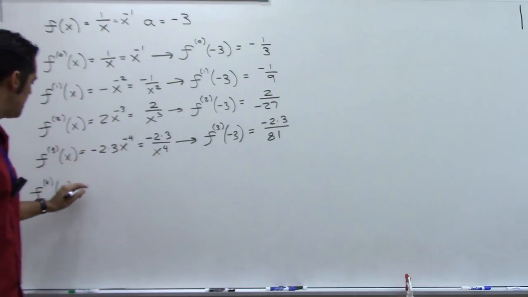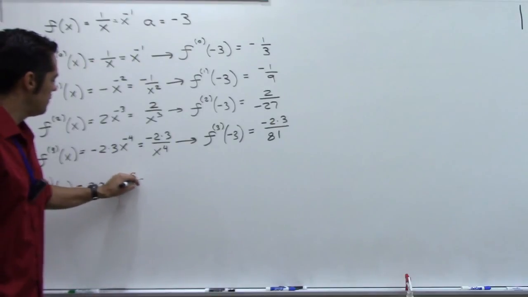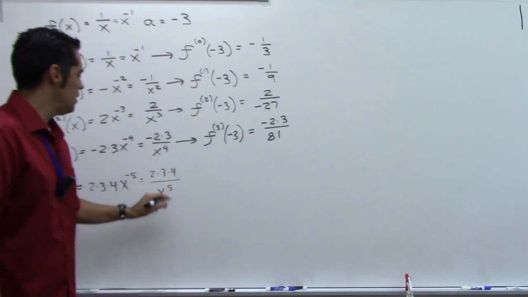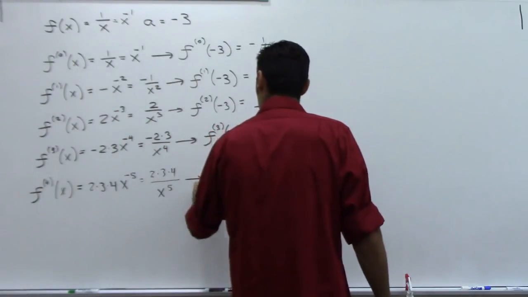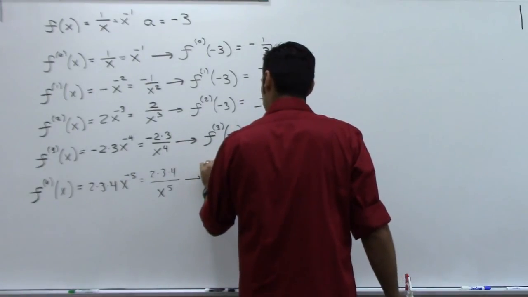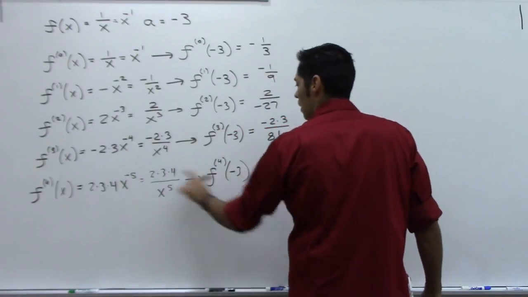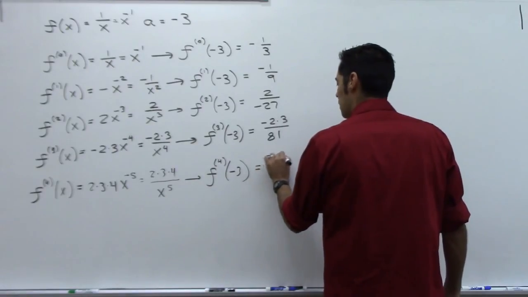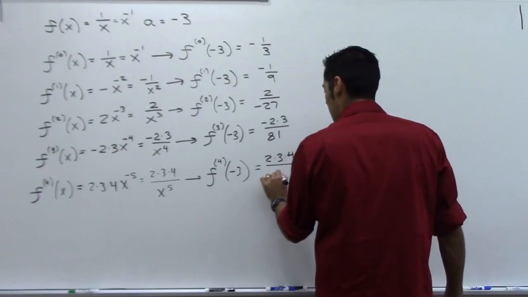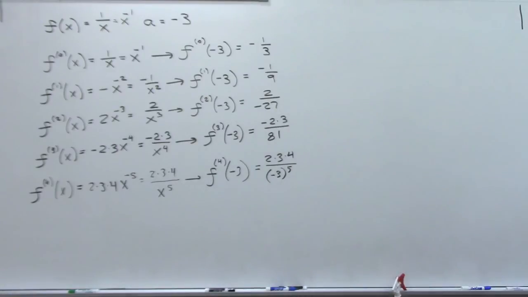So when the -4 comes out, I get a positive, so 2 times 3 times 4, x to the -5. So this is 2 times 3 times 4 over x to the 5th. Because it's the 5th power, when I plug -3 in, I'm going to get a negative, because this is the 5th power. So even though the numerator is positive, the denominator is going to be negative. And then I'm just going to put here -3 to the 5th.